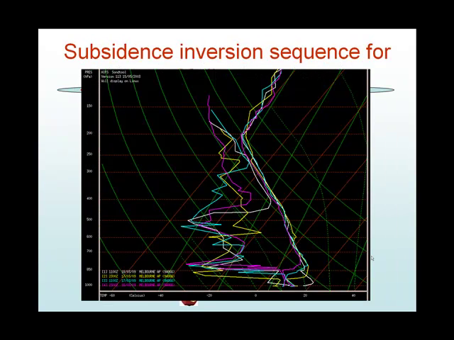Here's another sequence. The magenta trace is on 23 UTC on the 16th, and the yellow trace is on 23 UTC on the 17th, and you can see how the inversion has dropped over time. The final trace at 11Z on the 18th, the lowest inversion is actually a radiation inversion. But you can see how the inversion can change over a period of a day or so, can lower quite significantly.